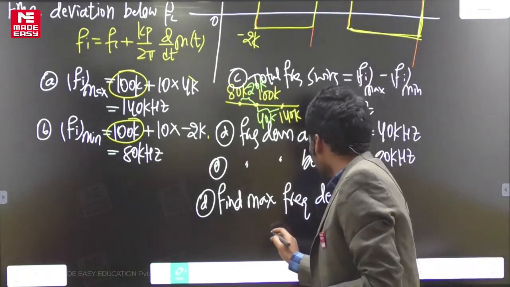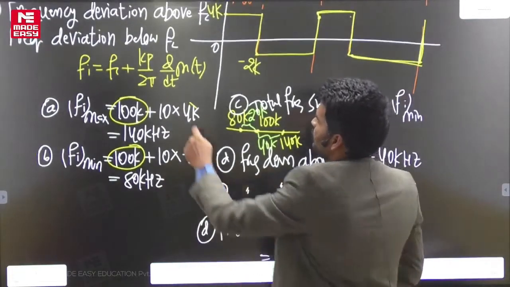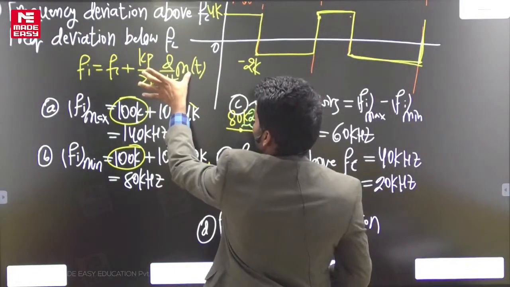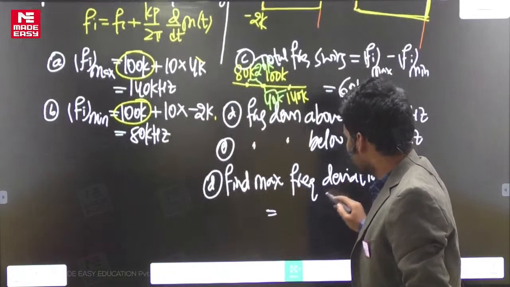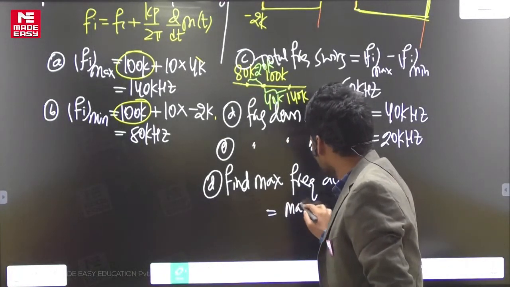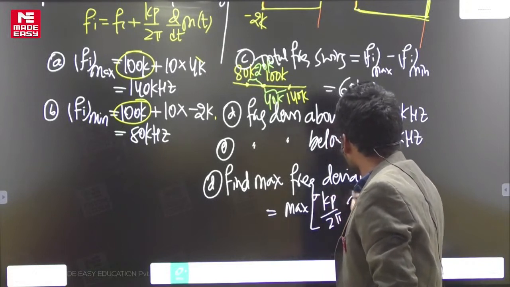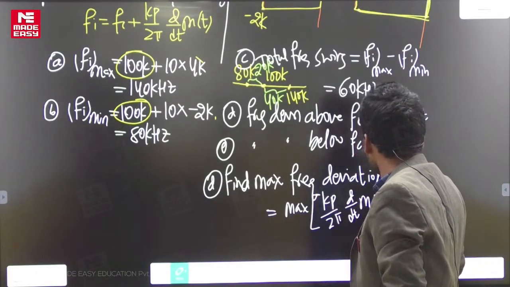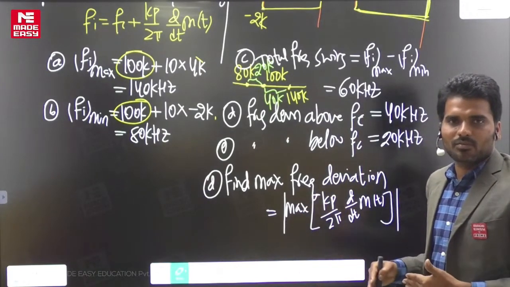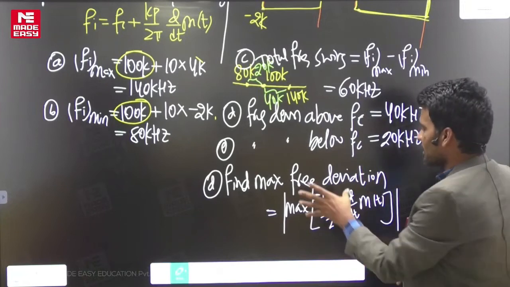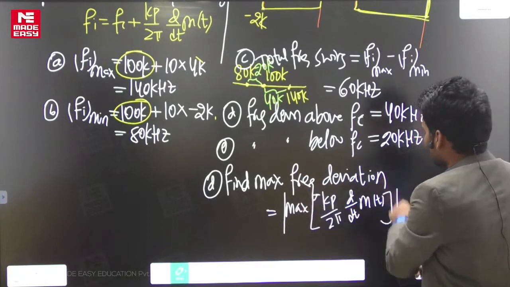So what is the formula here? The frequency deviation from Fc is Kp by 2 pi differentiation of m(t). We need the maximum frequency deviation, so it is max of modulus of Kp by 2 pi differentiation of m(t). Because that can be in positive side or negative side, we don't mind. We just need maximum frequency deviation from Fc, so no importance to sign, the importance is only to magnitude.